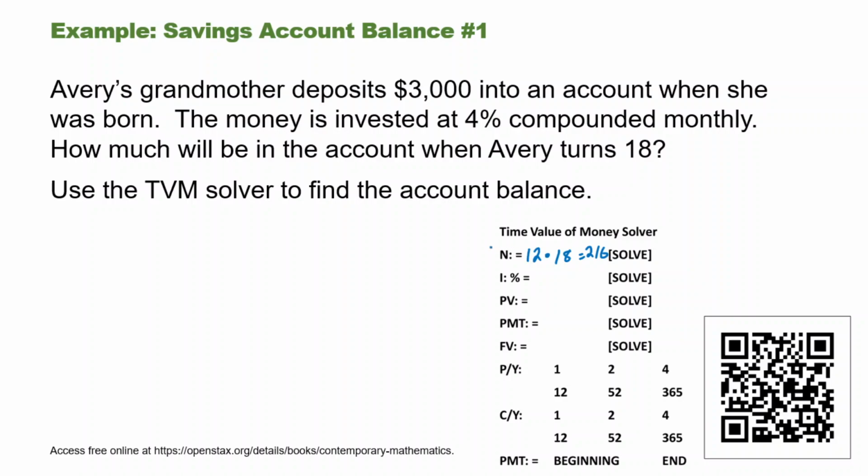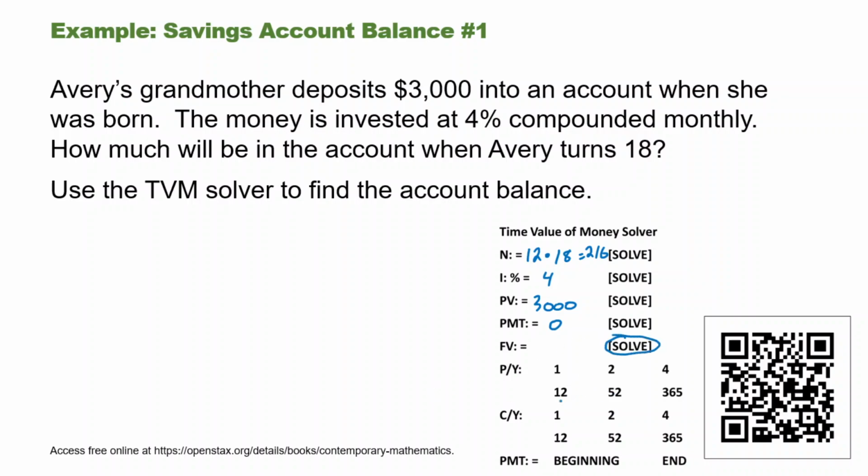I as a percent is equal to 4, because we are investing at 4%. Present value, PV, is equal to 3,000, because that is the beginning amount. PMT is the payment, which there isn't a payment, so we'll say 0. Future value is unknown. That will be the amount in the account, so we'll actually select solve for this row.